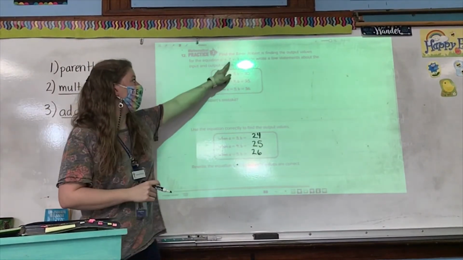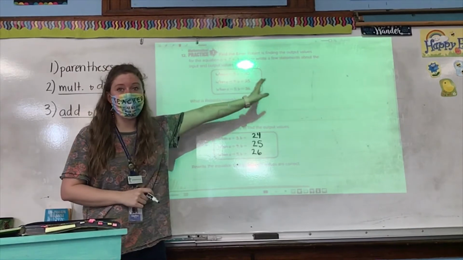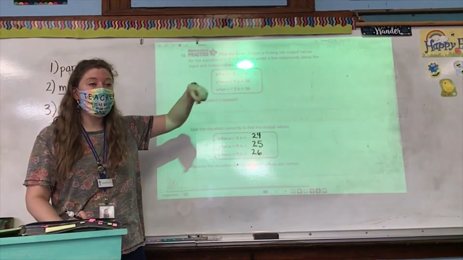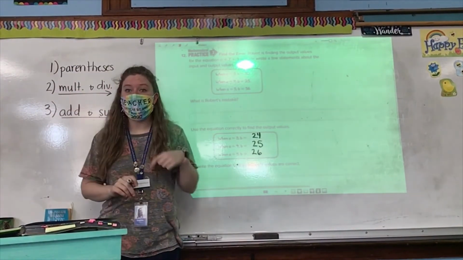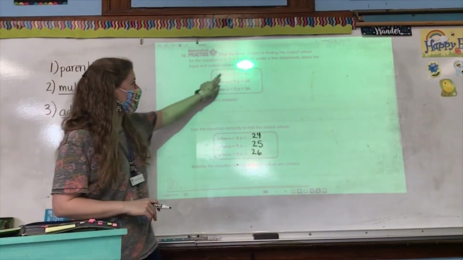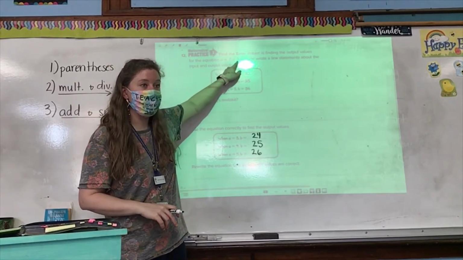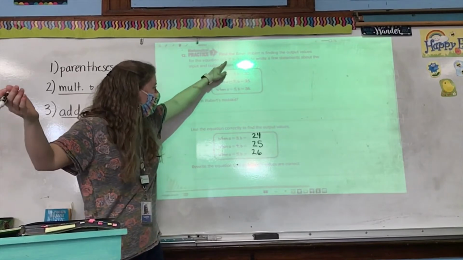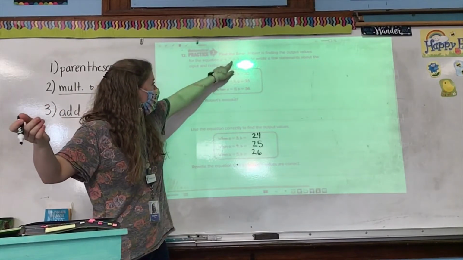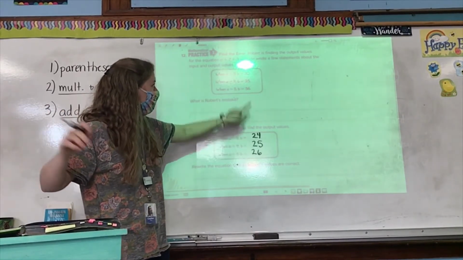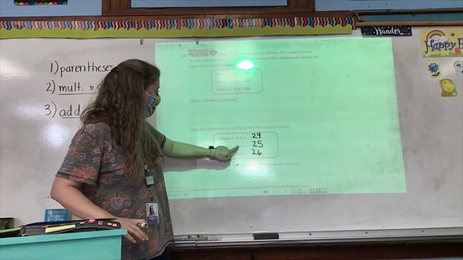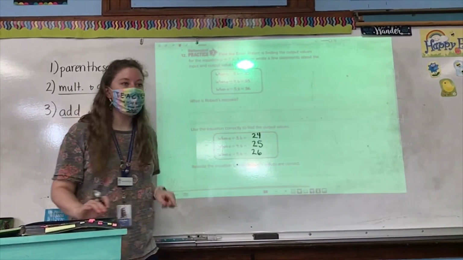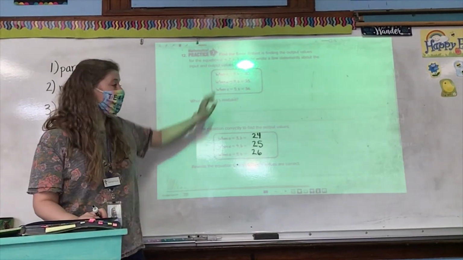Because you knew, well, 7 times 3, the order of operations tells us to do parentheses first. There are no parentheses, so we move on to step 2, which tells us to multiply and divide from left to right. So you did 7 times 3 first, which is 21. And then you added a. So 21 plus 3 is 24. 21 plus 4 is 25. 21 plus 5 is 26. Those are different than Robert's.